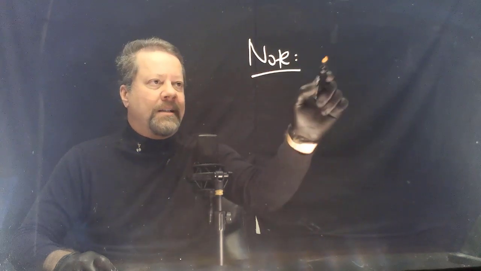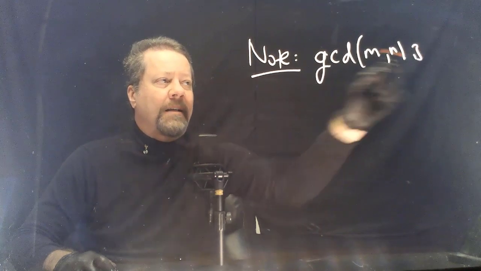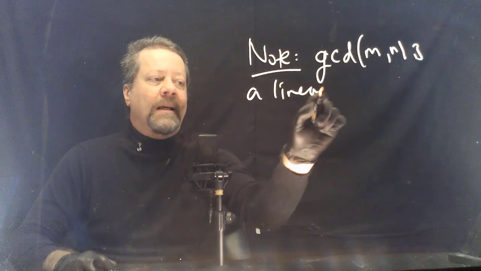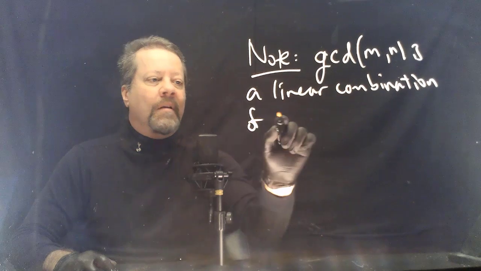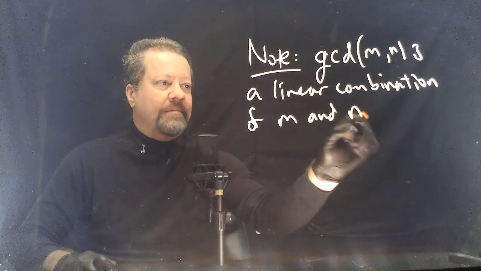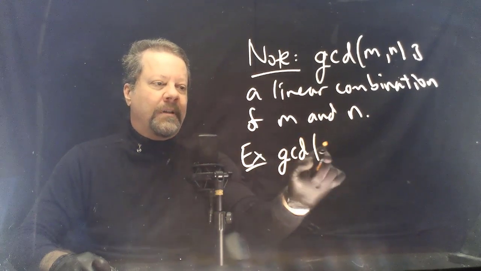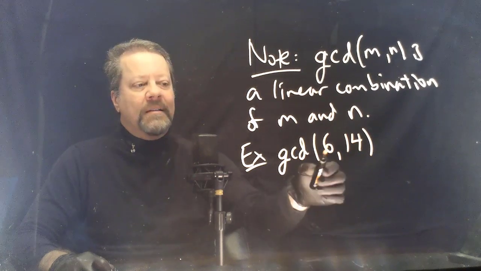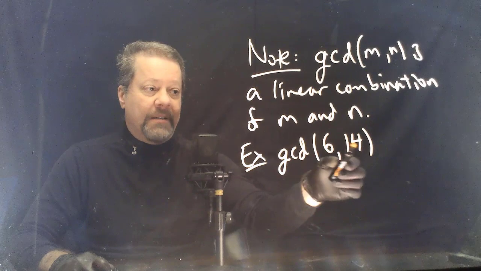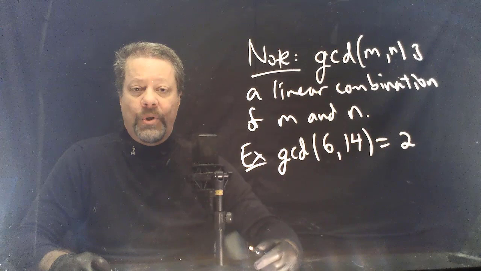One thing to note is that the greatest common divisor of m and n is a linear combination of m and n. To see this, let's look at an example. Let's look at the greatest common divisor of 6 and 14. Well, the prime factorization of 6 is 2 times 3. 2 goes into 14, but 3 doesn't. So the greatest common divisor is 2.